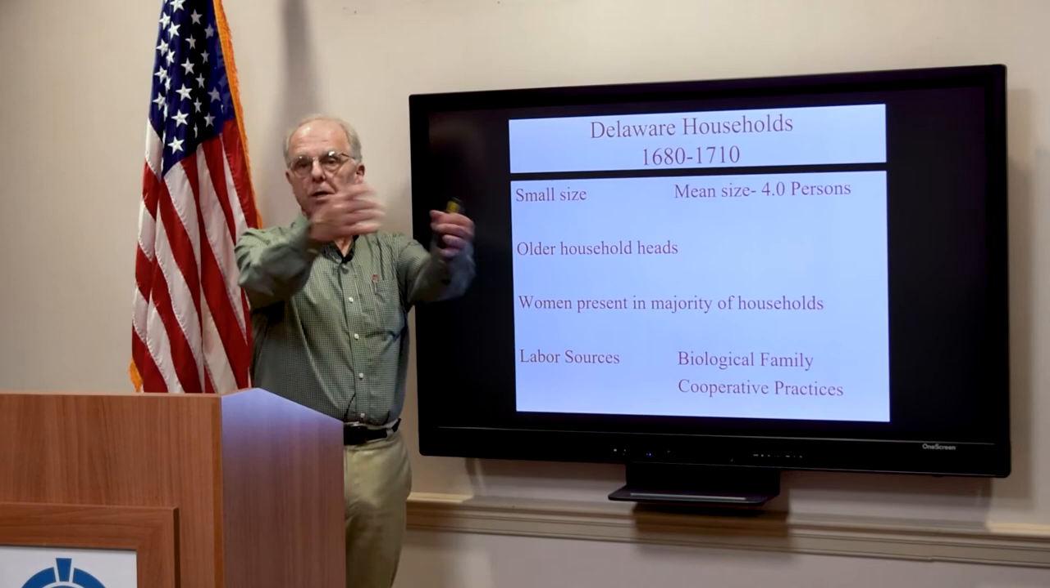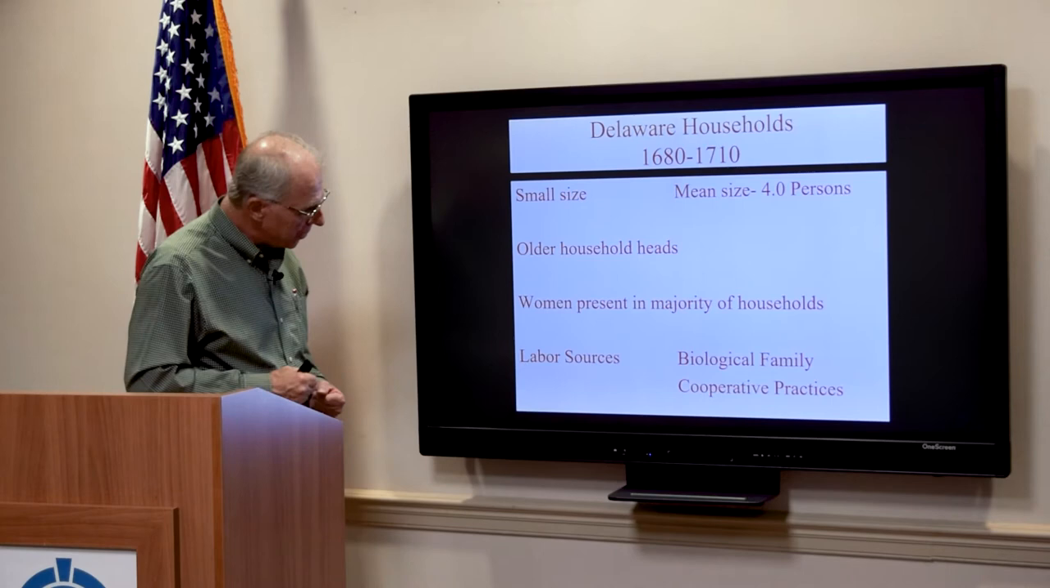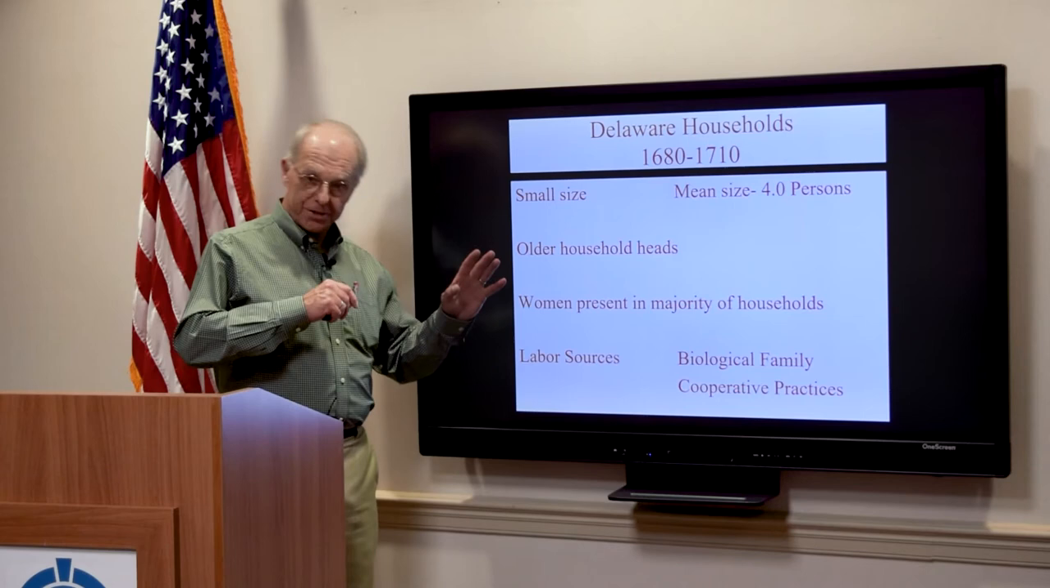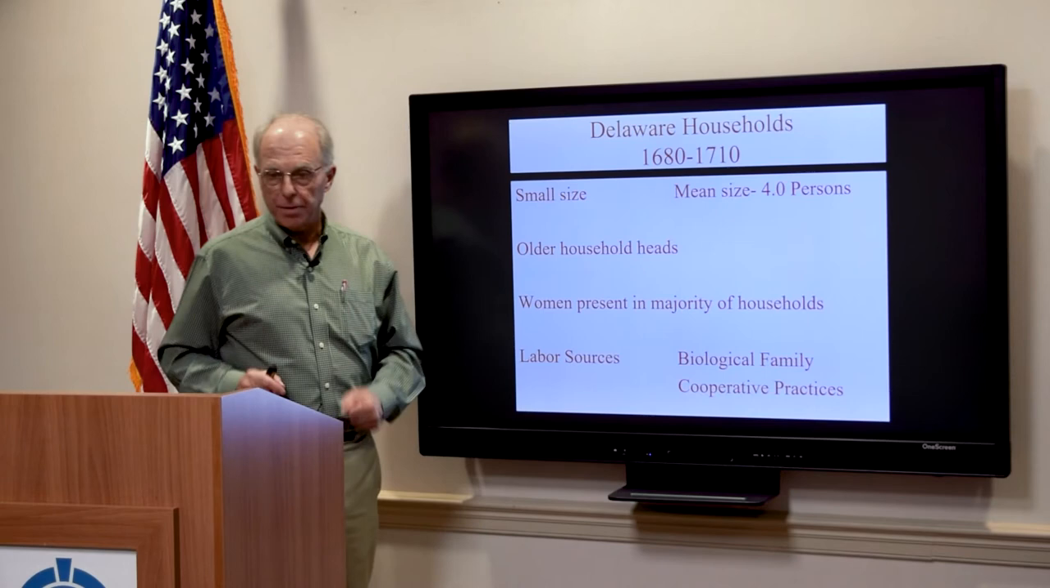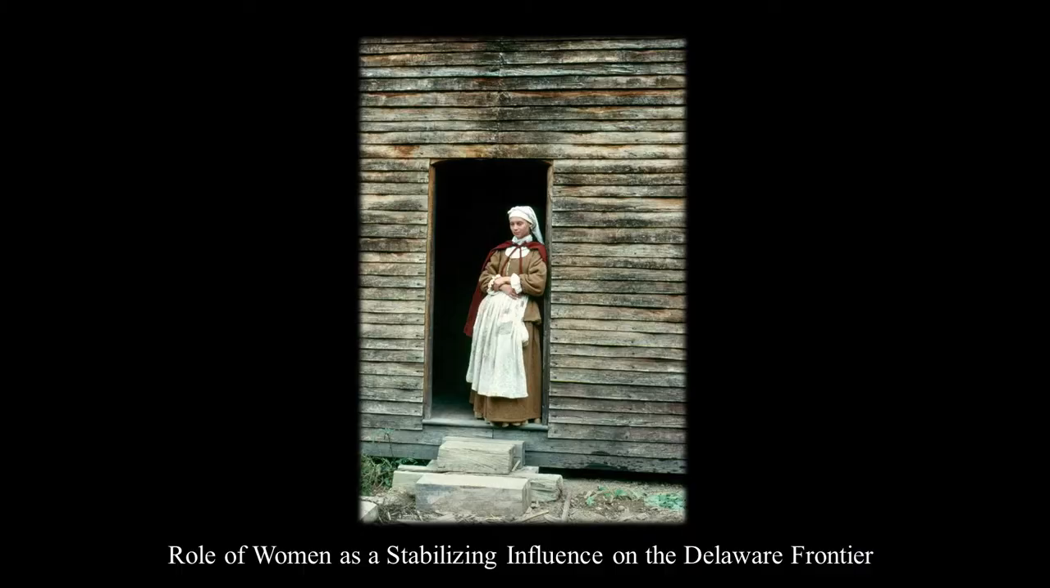There's a wonderful agricultural diary from the 1720s by a man by the name of William Rodney, and he talks about doing that throughout the course of the agricultural season. So again, household patterns in Delaware are very different. They're much, much more stable, although they're smaller, which has huge implications for harvesting all that tobacco and being able to successfully operate within that type of agricultural practice and economy.